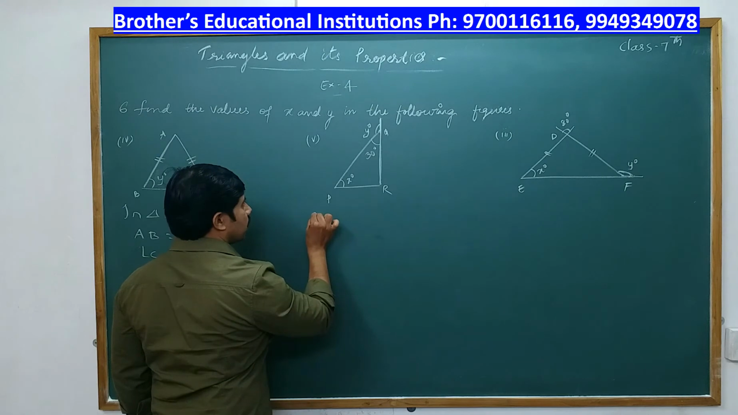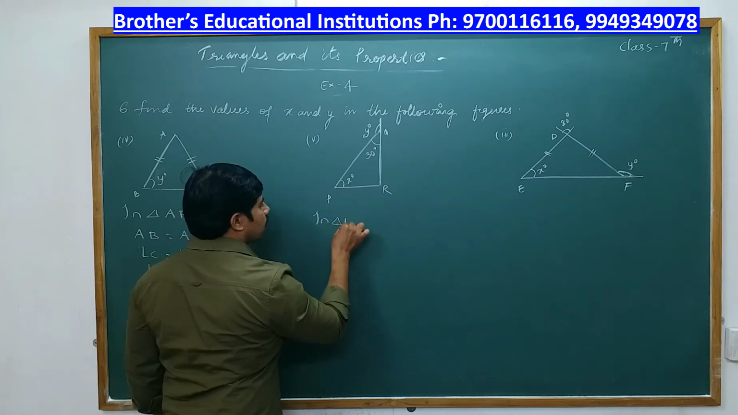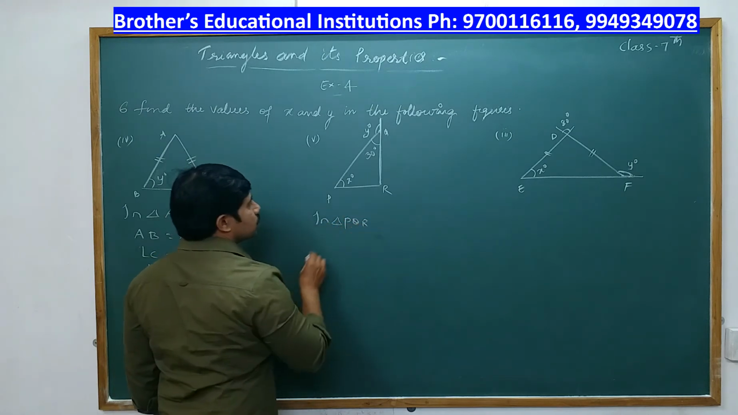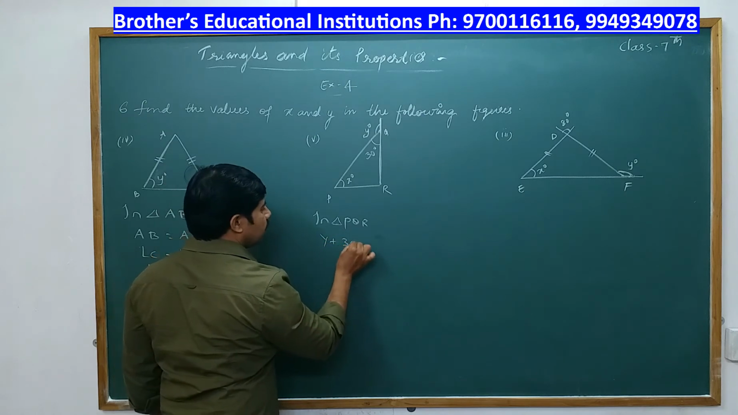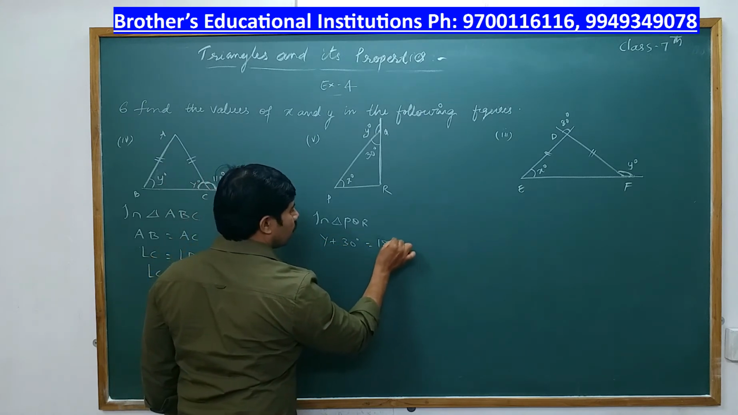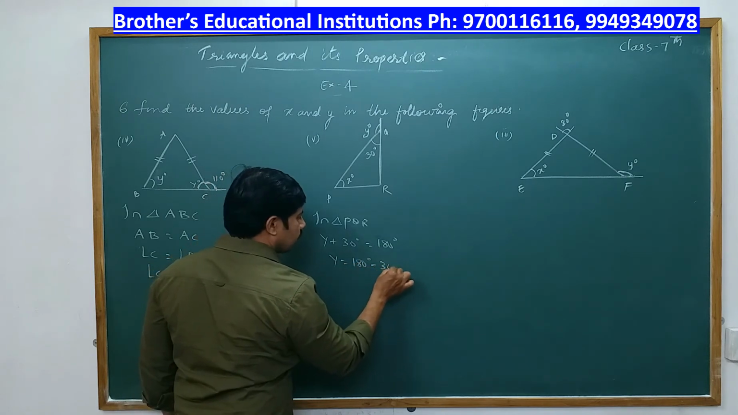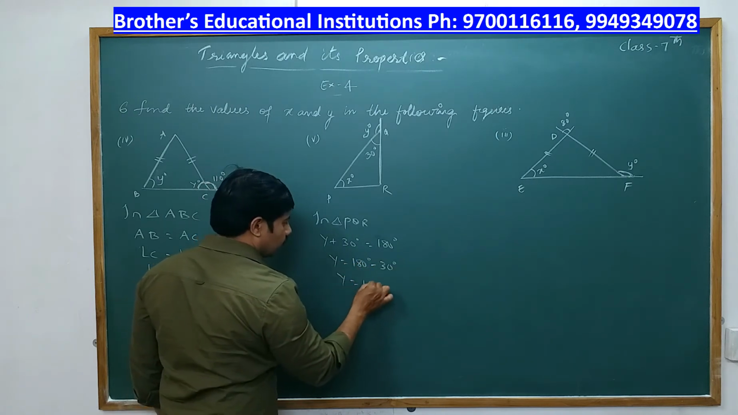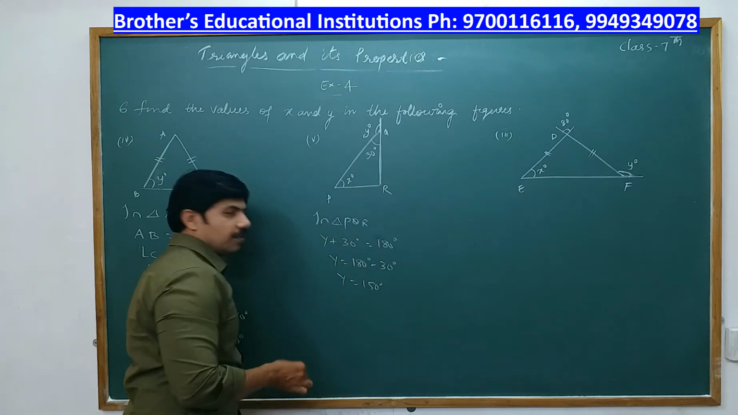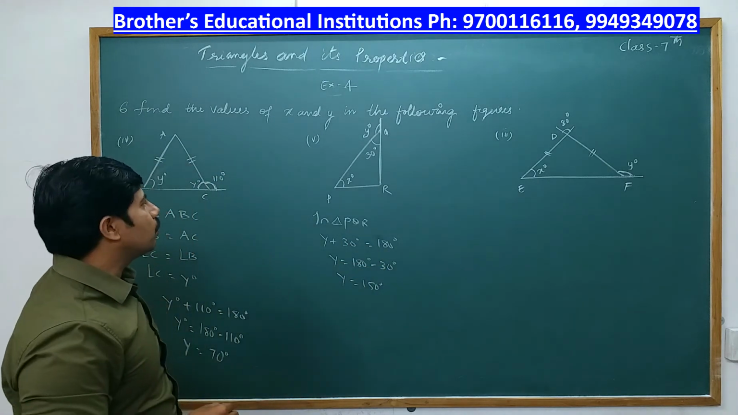So, just write, see, first you write in triangle PQR. So, y plus 30 degrees is equal to 180 degrees. So, y is equal to 180 degrees minus 30 degrees. So, y is 150 degrees. Okay. So, we got y.